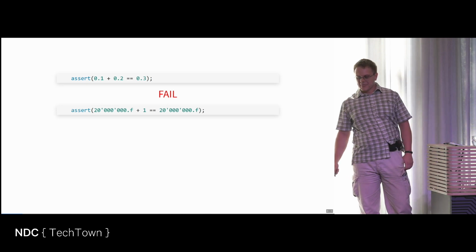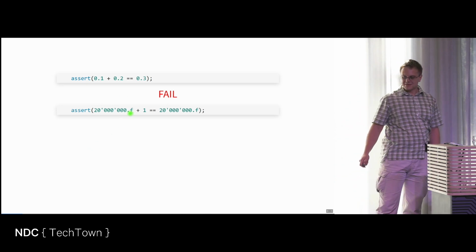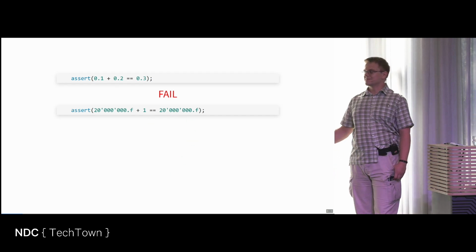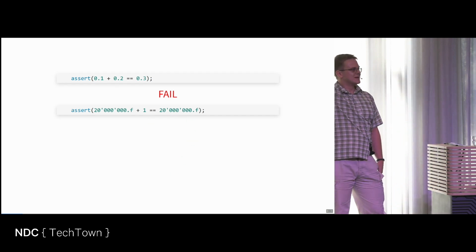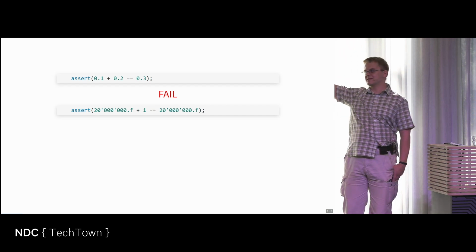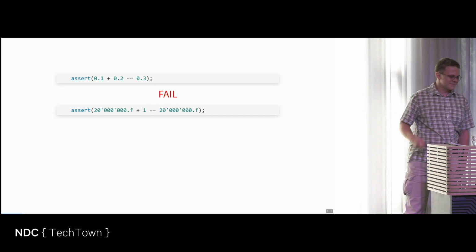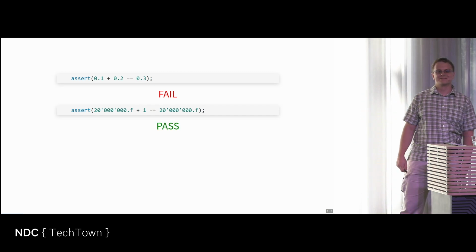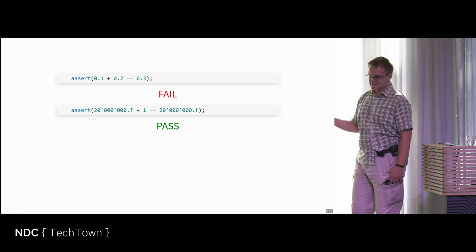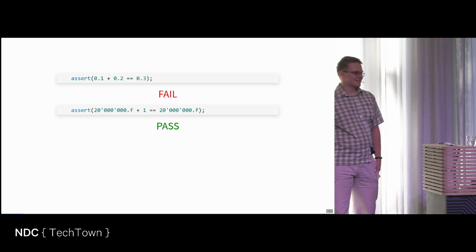Another example. We have 20 million as a float, plus 1 is equal to 20 million. Will this pass or fail? Pass? Okay, and fail? I have 1, 2 votes for fail. It will pass. 20 million plus 1 is equal to 20 million. This makes perfect sense, right?